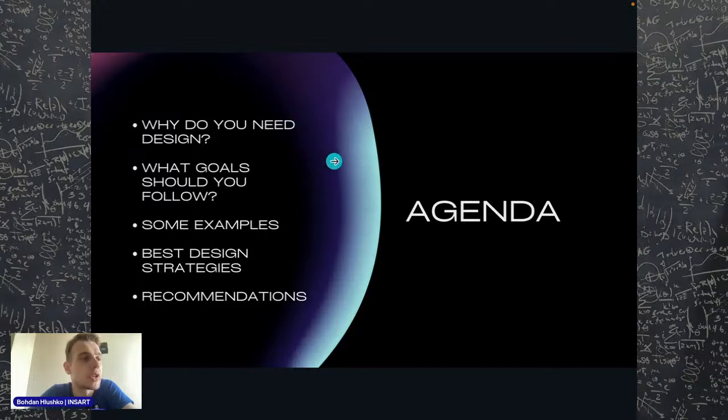Then we'll switch to the goals that we are trying to follow, take a look at some different examples, talk about the best design strategies, and finalize with some recommendations.